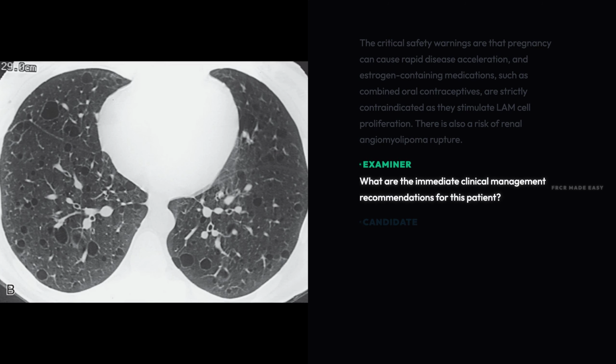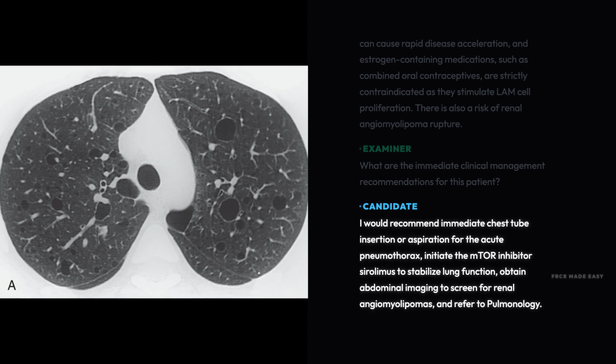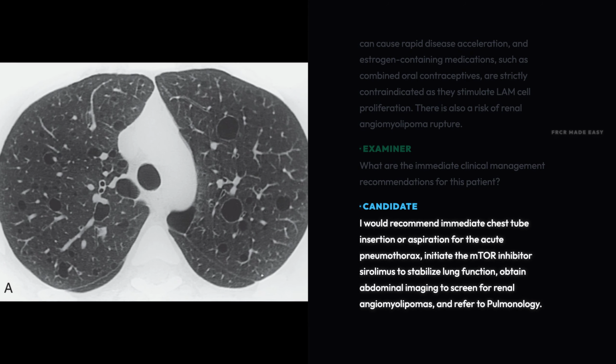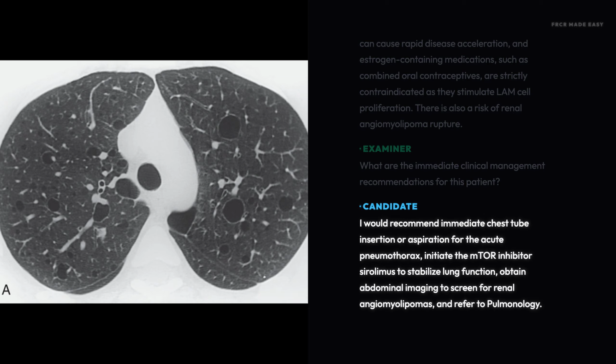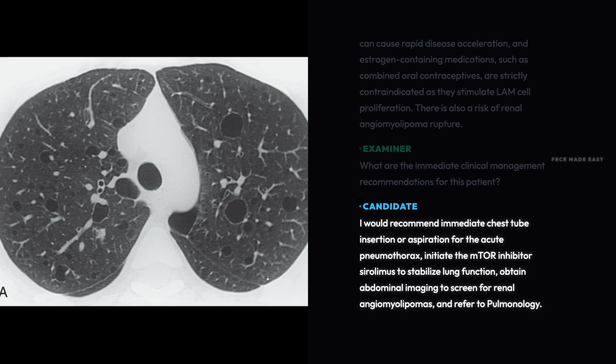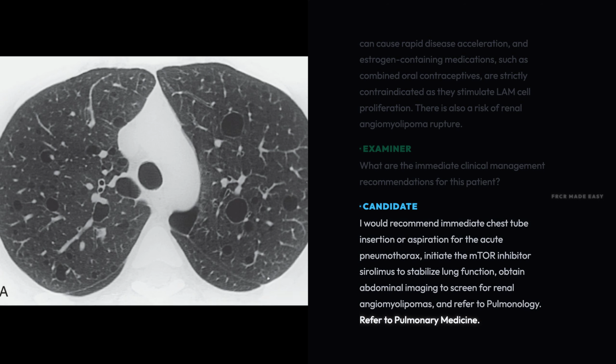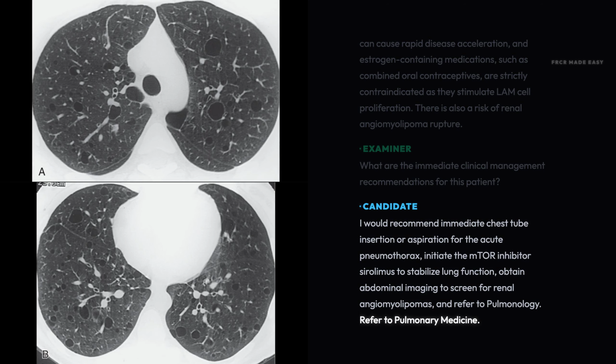What are the immediate clinical management recommendations for this patient? I would recommend immediate chest tube insertion or aspiration for the acute pneumothorax. Initiate the mTOR inhibitor sirolimus to stabilize lung function. Obtain abdominal imaging to screen for renal angiomyolipomas, and refer to pulmonology. Refer to pulmonary medicine.